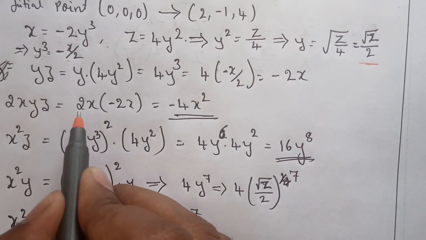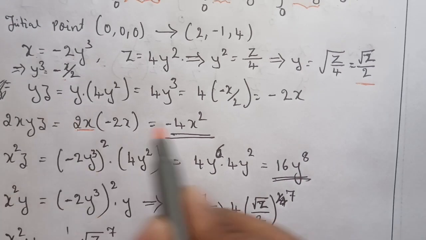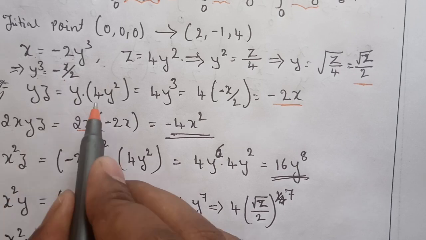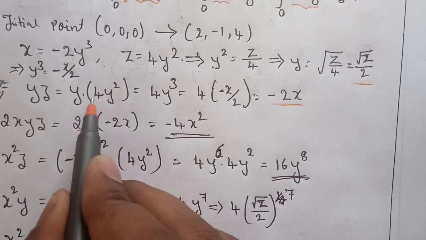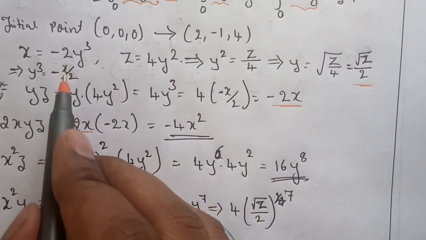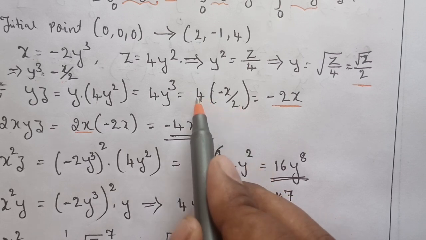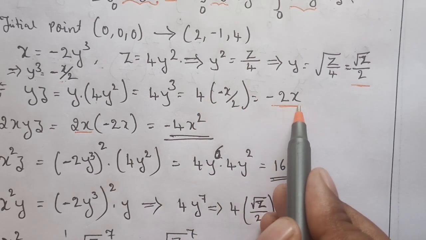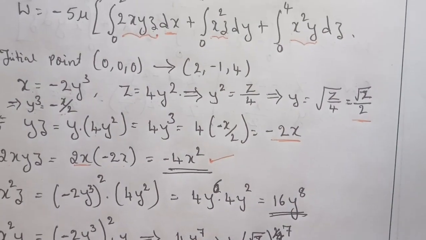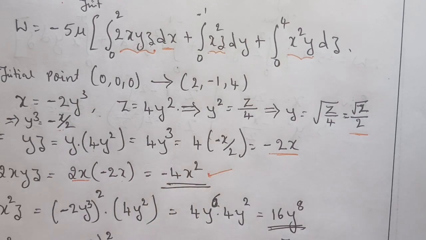2x I'll write as it is. In place of yz, we found yz is equal to minus 2x. So y into z is given, that is 4y square. So it becomes 4 into y cube, where y cube is written as minus x by 2. Therefore the 2s cancel, so you will get minus 2x. So I substitute, and I got the first term. This is the answer for the first term. Similarly, I will calculate the second and third terms.